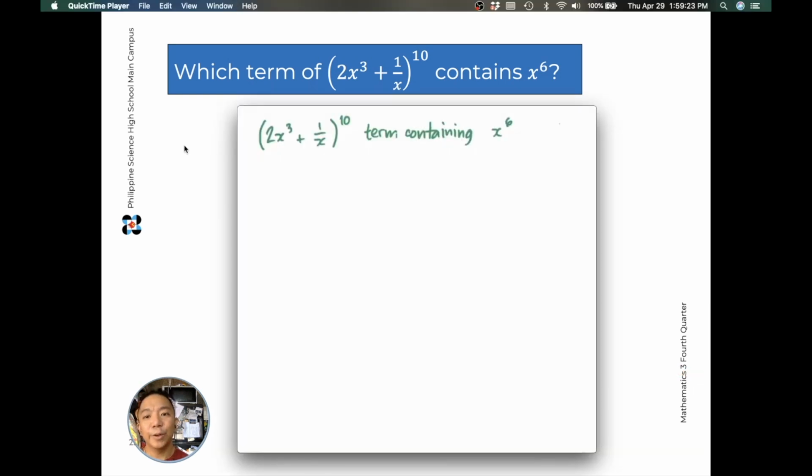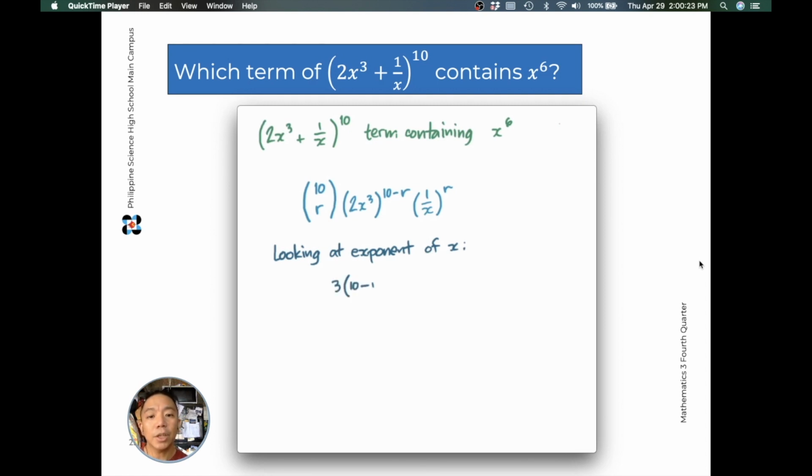Okay, so this is what we're looking for. Each term dun sa expansion natin would have this form. 10 choosing r times 2x cubed raised to 10 minus r times 1 over x raised to r. Pansinin lang muna natin yung exponents ni x. Yung magiging exponent ni x dun sa 2x cubed raised to 10 minus r, it will be 3 times 10 minus r. Yung exponent naman ni x dun sa 1 over x raised to r, magiging x raised to negative r kasi nasa denominator siya eh.